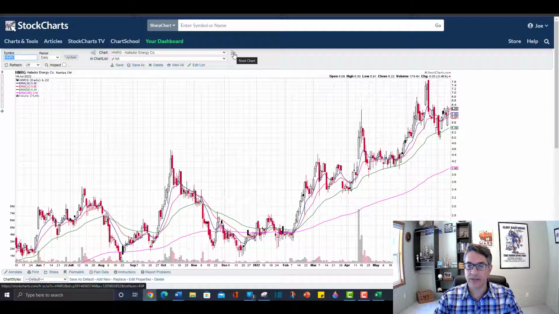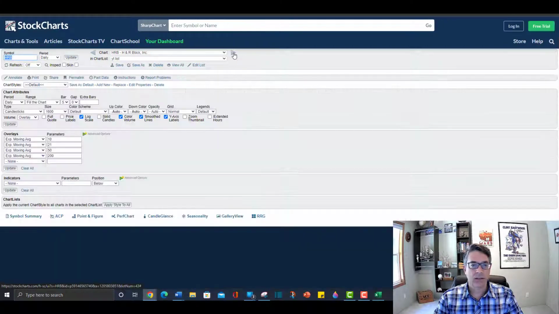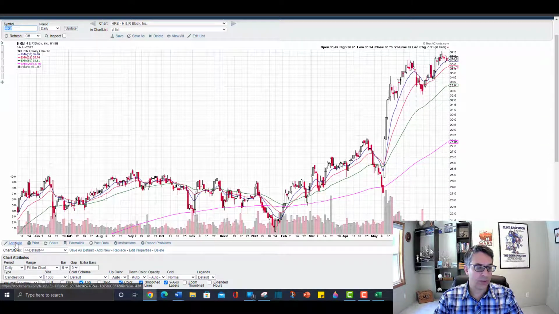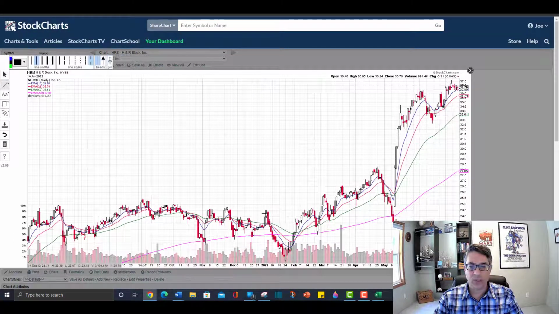HNRG. This must be another energy company. H&R Block. I actually own this one. It's just been so powerful. Look at this nice shallow base that it broke out of, but it pulled back really hard. But then look at this spectacular tennis ball action. That's what you want to see.